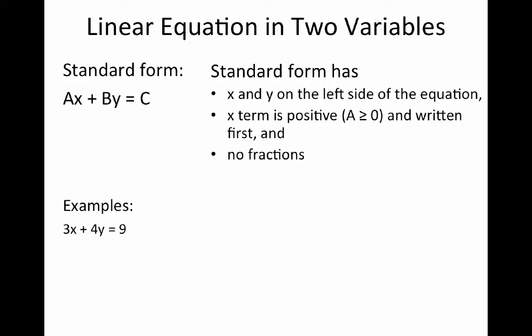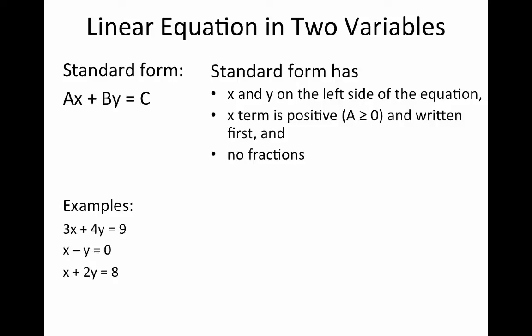3x plus 4y is equal to 9. Both x and y on the left. x is positive, 3 is positive, and there's no fractions. x minus y is equal to 0. Both x and y are on the left. The x term is positive, and there are no fractions.